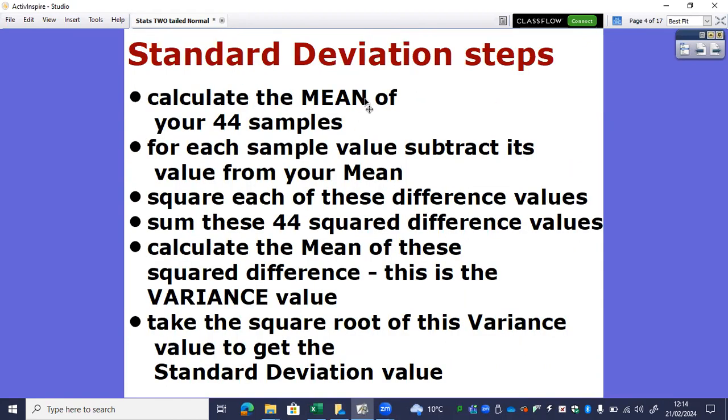What we're going to do is to calculate the mean of our sample data set. We're going to take each data point and subtract the mean. We're then going to square these differences. We're going to add up the 44 squared differences, and then we're going to take the mean of them, which gives you your variance value, and then take the square root of the variance to get the standard deviation.